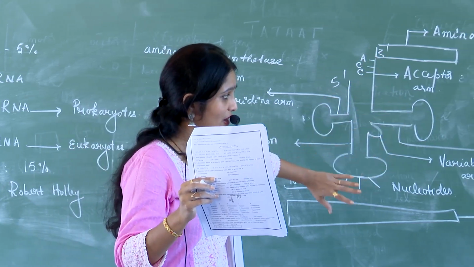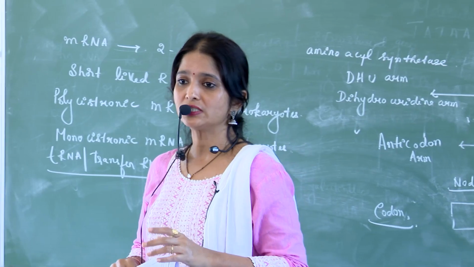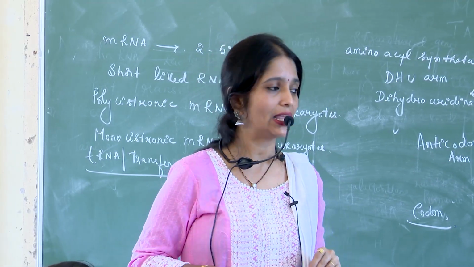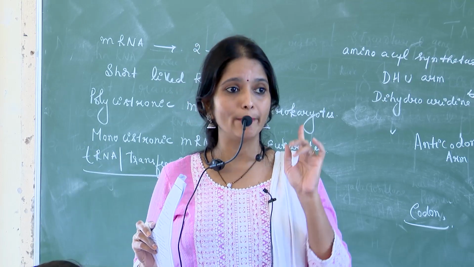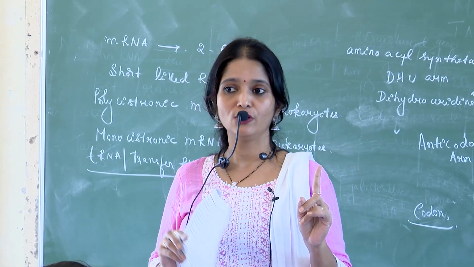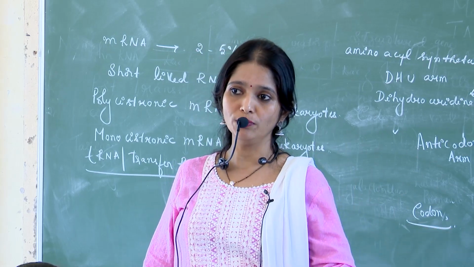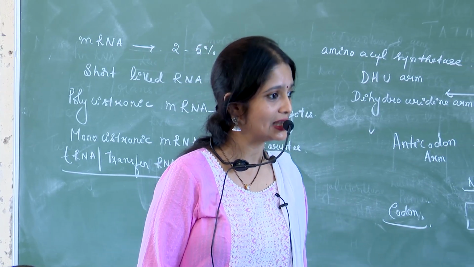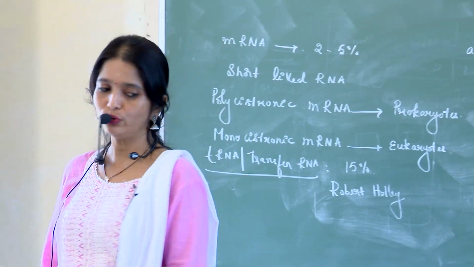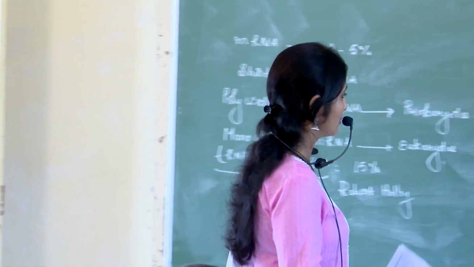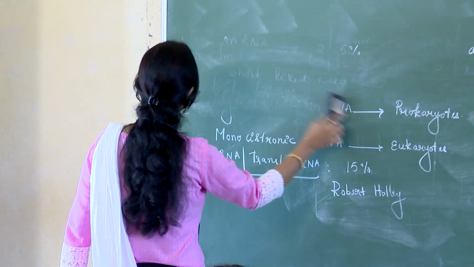Now you have seen the function of each arm, is it not? As a whole, what is the function of tRNA? Its function is to transfer amino acid from the cytoplasm to the ribosome for protein synthesis, right? It carries what? Amino acid. The last type of RNA. Which is the last type of RNA, students?